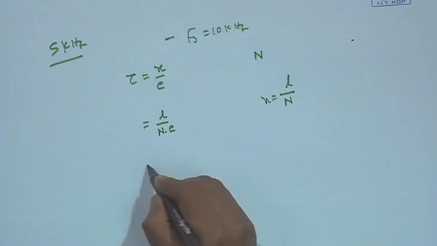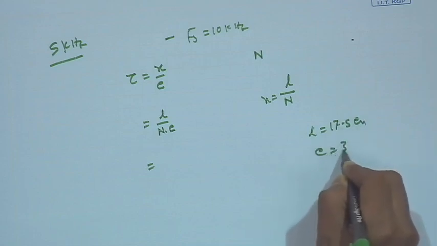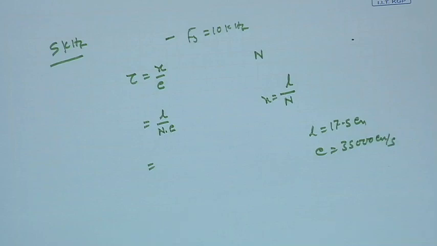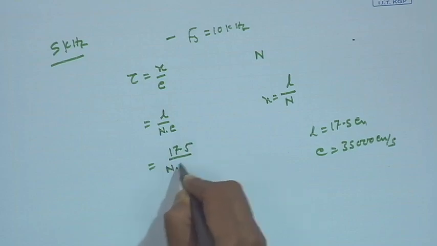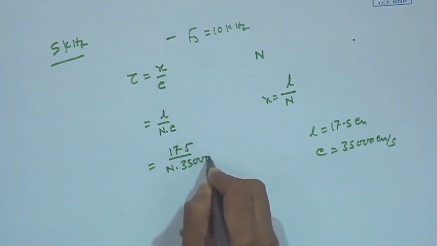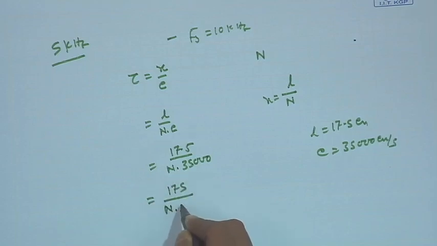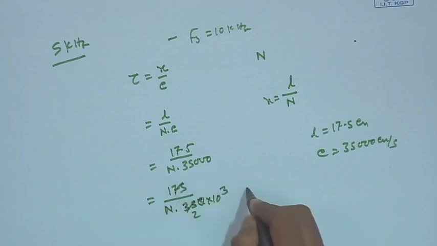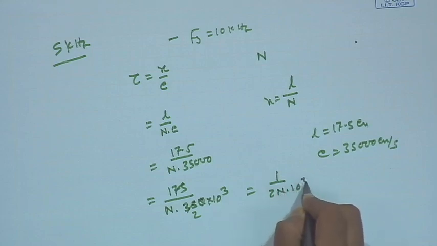Okay. Now, if L is equal to 17.5 centimeter and c is equal to 35000 centimeter per second, then it is nothing but 17.5 divided by n times 35000, which is 175 divided by n times 350 times 10 to the power 3. So, it is 2. So, it is nothing but 1 by 2n times 10 to the power 3.